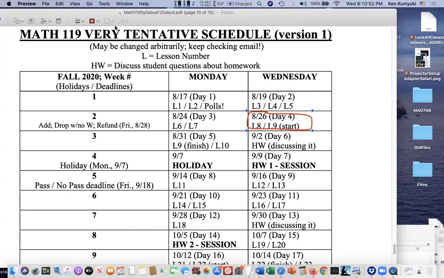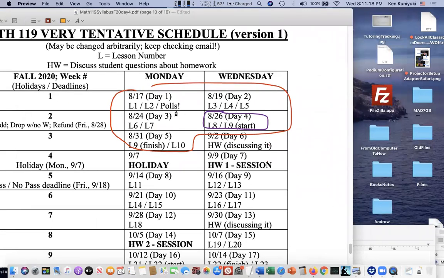Remember that the homework for lessons 1 through 10, we'll discuss it next Wednesday. So that's kind of an open forum for students. And then I'll go over the answers very quickly the following Wednesday, September 9th, after the Labor Day holiday. And the first homework set from lessons 1 through 10 will be due Thursday, September 10th, midnight, the end of the day.